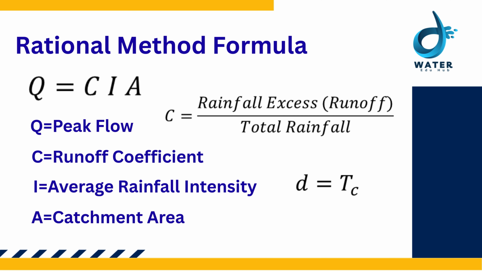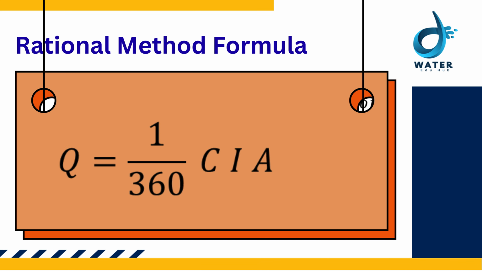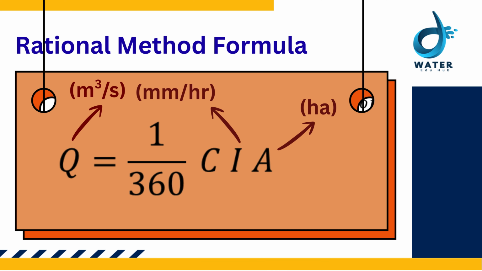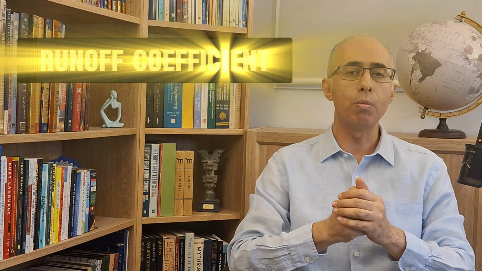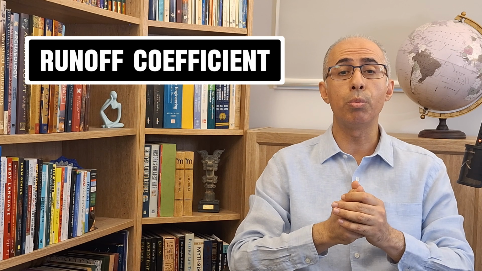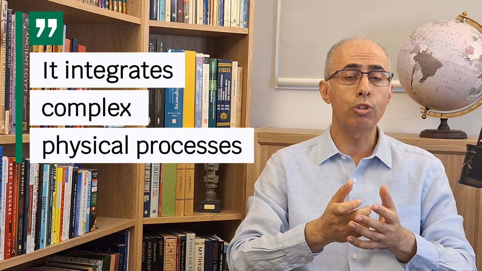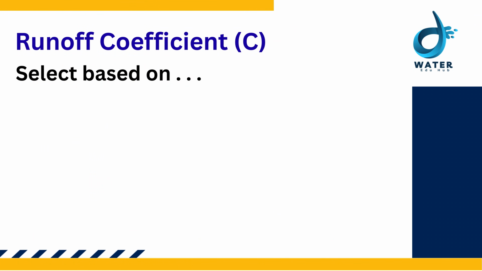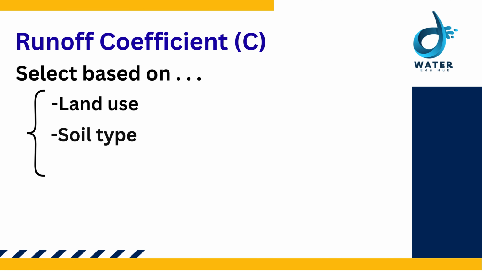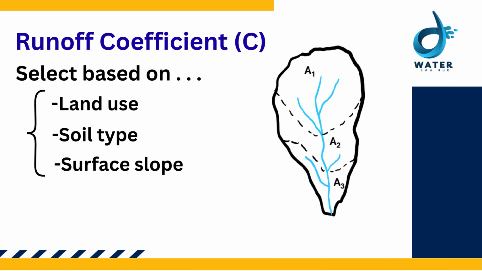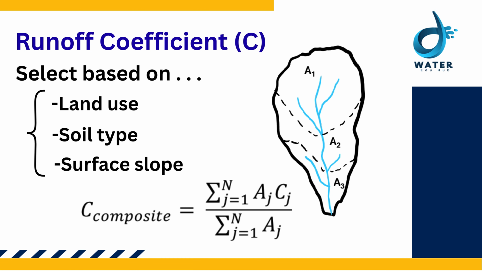For metric applications, the formula incorporates a conversion factor to account for the use of hectares for catchment area and mm per hour for rainfall intensity. The runoff coefficient is the most subjective and influential variable in the rational formula. It integrates complex physical processes such as infiltration, evaporation, depression storage, and interception into one single value. Engineers must select C values based on land use, soil type, and surface slope. For mixed-use watersheds, a composite runoff coefficient is calculated by weighting the C values of individual subareas.